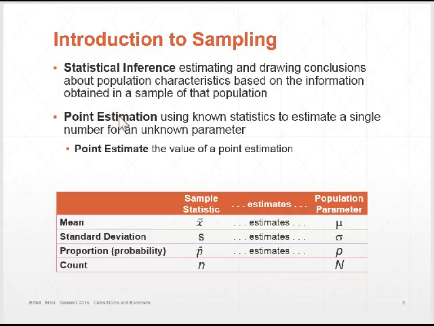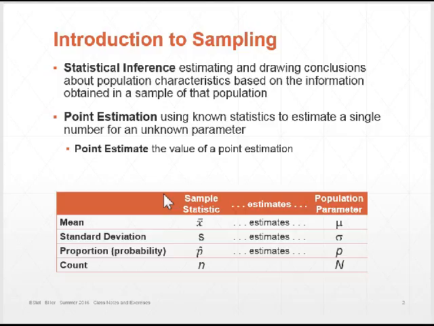The first concept we're going to discuss is that of point estimate or point estimation. This is the act of using known statistics to estimate a single number for an unknown parameter. For example, if I take a sample and compute the mean of that sample, I can then say that I estimate the population mean by that sample value.